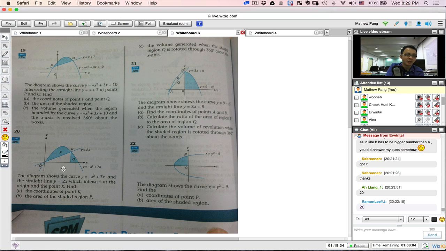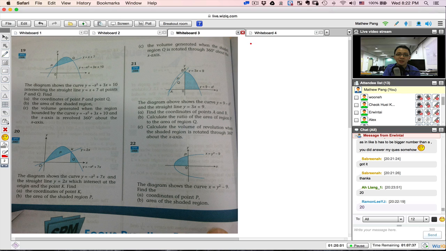Okay, on question 20 here, the diagram shows a curve, so you got a curve here, and a straight line, you got a straight line here. They intersect at the origin and the point K. Alright. Find the coordinates of K. Same thing. If the question asks you to find the coordinates, I just show you, it's very simple. Find the coordinates, always do simultaneous equations.